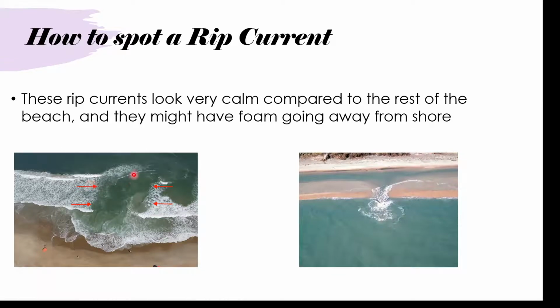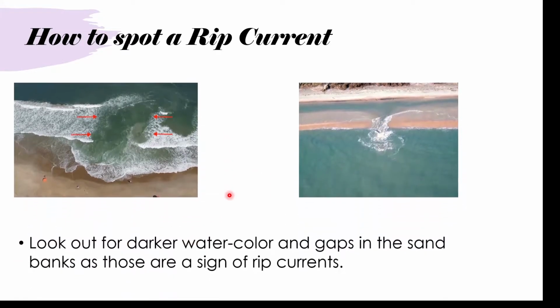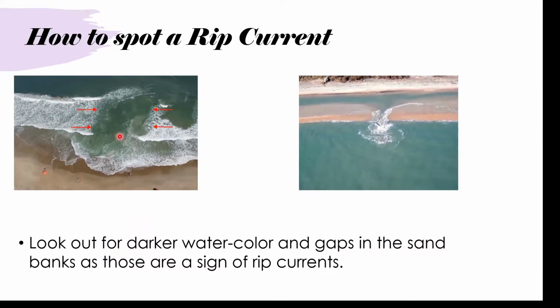For example, you have this, and you see the foam is going away over here, and over here too. The foam is going away from the beach. Over here, the foam is all just going to the beach, but over here, the foam is going away. And this is a rip current. If you step in it, you'll most likely get sucked in. So here, look for darker color water and gaps in the sand, as those are a sign of rip currents.